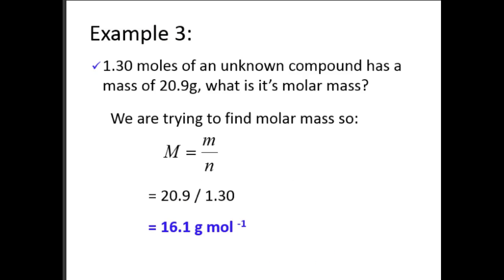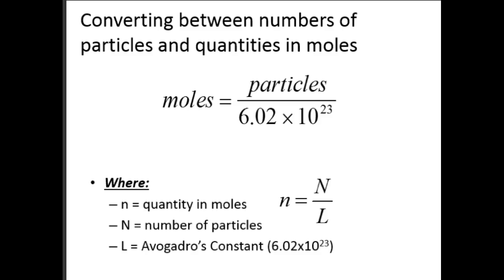For example 3, you're given 1.30 moles of an unknown compound. They tell you the mass is 20.9. They want to know what's the molar mass. You rearrange your equation, N equals M over M, to be capital M equals M over N. You plug in the numbers, and you're done.